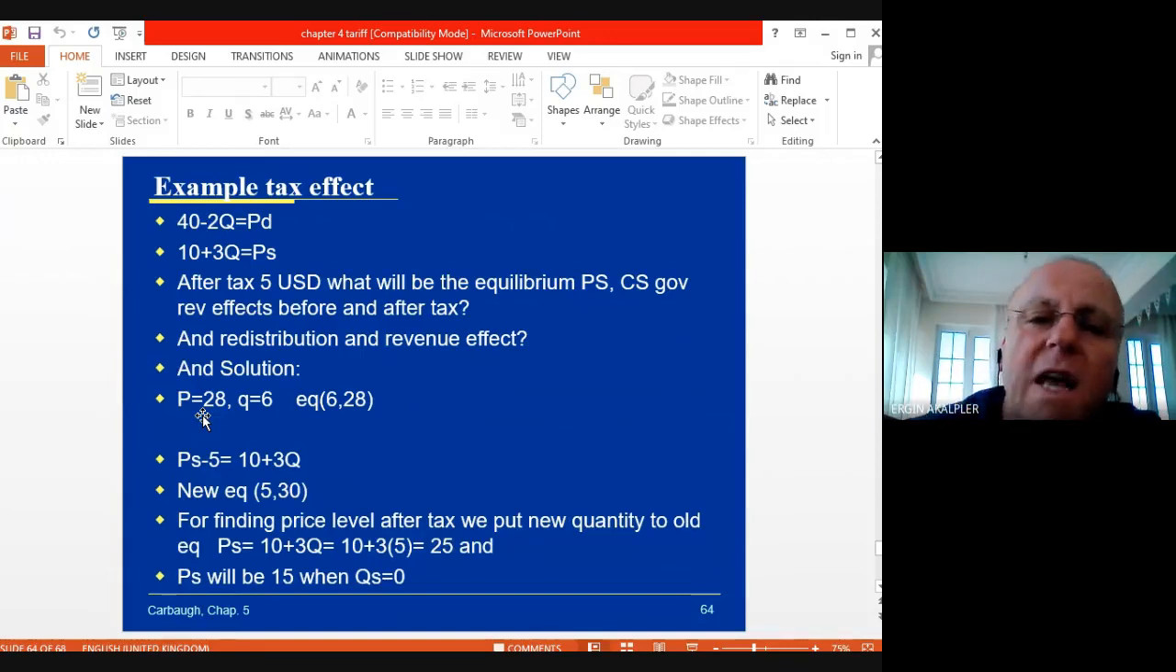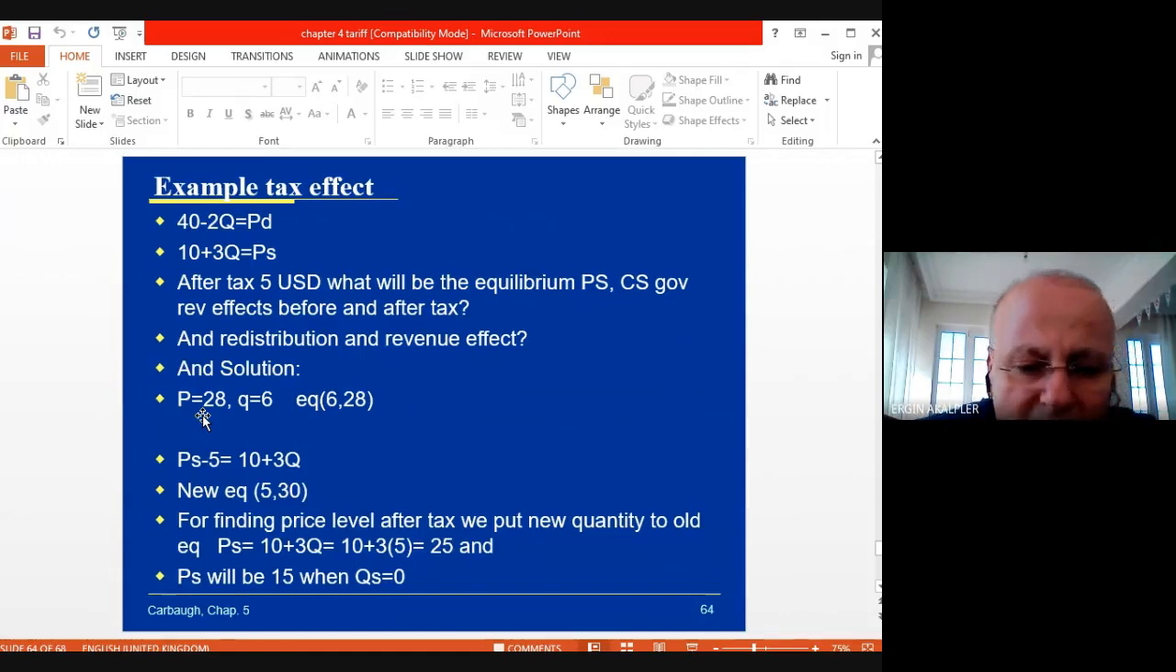It is actually included in the equation, but excluded from the price because it is not profit, it is going to the government. The tax is collected by the government and it is a burden for the consumer and for the producer. And the new equilibrium, after having this equation, we have 5 and 30.